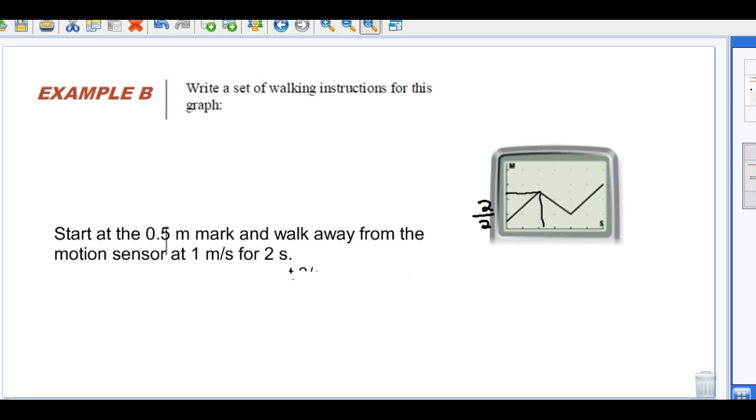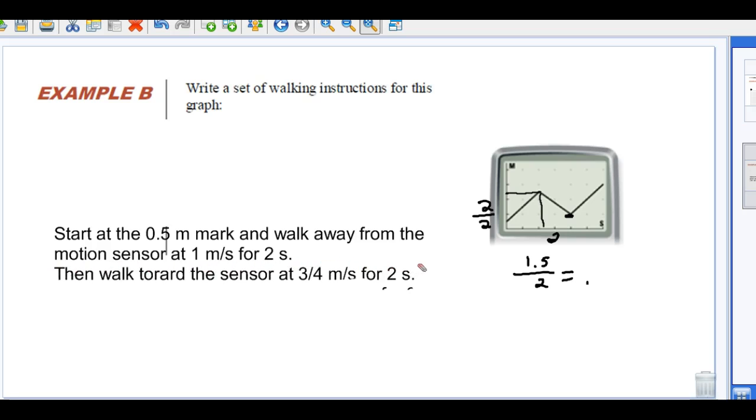Alright, good. So now let's look at this. From here, which way are we walking? Well, we're walking towards the motion sensor. We're going 1, 2 seconds, right? So we've got 2 seconds, and we're going to the 1. So I've gone from 2.5 to 1. So I've moved 1.5 meters in 2 seconds, which would be 0.75, or 3/4 of a meter per second. So it says, walk toward the motion sensor at 3/4 of a meter per second for 2 seconds. I really like how it says toward, not towards. So that should be towards.